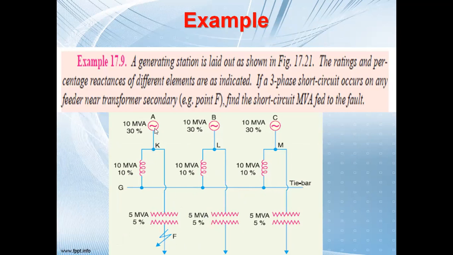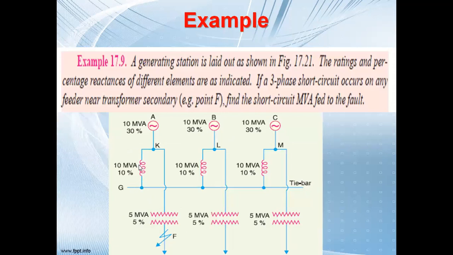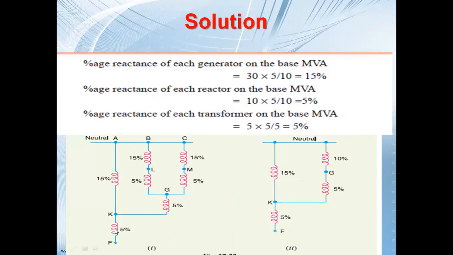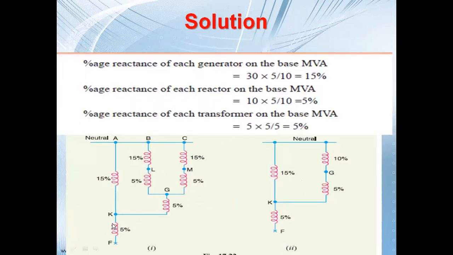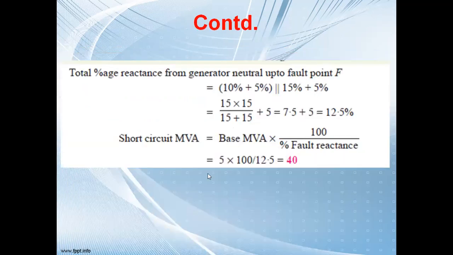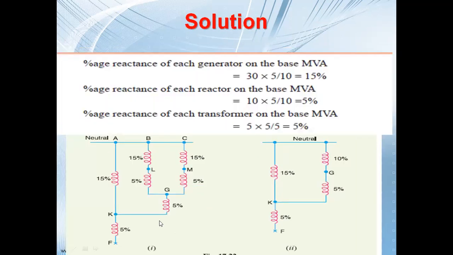After that, there is another generator which has 15% reactance, and there is this 5% between the generator and this particular terminal. So this is the reactance of the reactor, and after that this will be the transformer reactance. This transformer reactance is 5%. So this is the transformer reactance overall. After this configuration there is a 5% reactance.